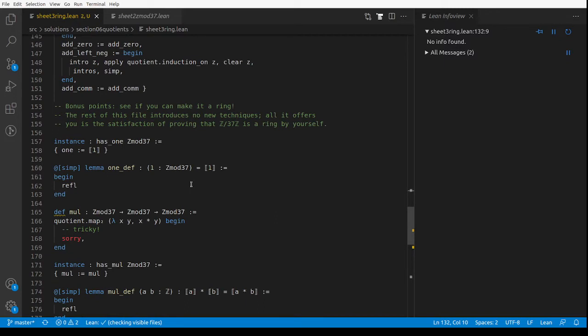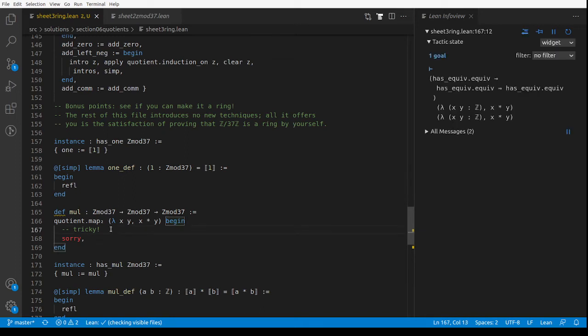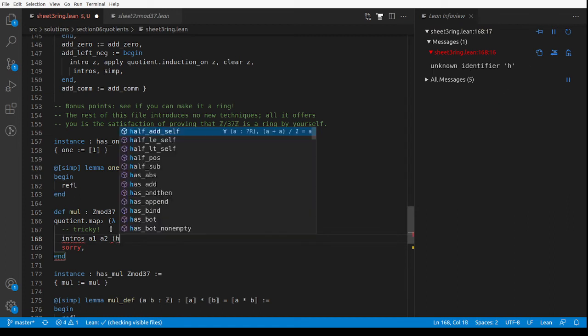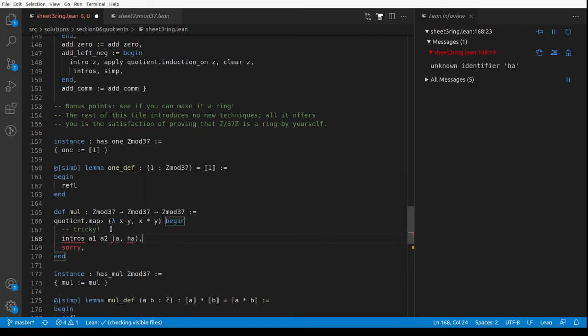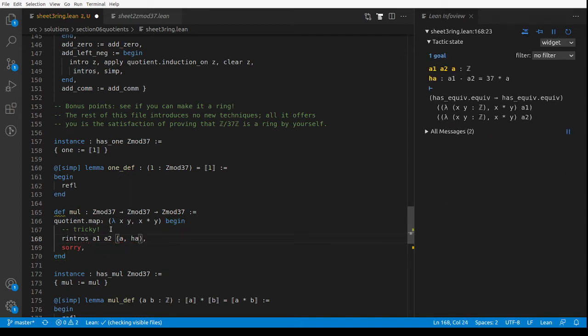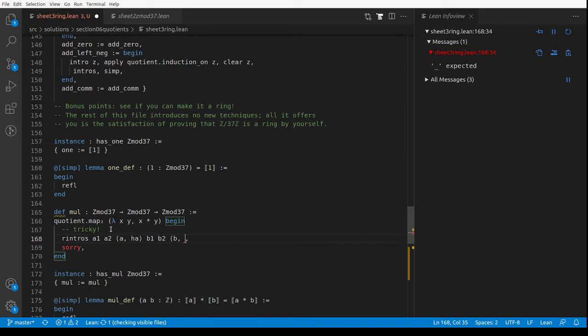Right, now multiplication. Let's zoom through this. So we've got to now prove that it's a ring, right? And what's the difference between a ring and a group? Well, a ring has a 1 and a multiplication. So 1 is obviously the equivalence class of 1. Multiplication is... Oh, apparently this is tricky. How are we going to do this? Well, this is all those intros, right? Intros, a1, a2, and then h_a. No, it's not intros, it's rintros. Rintros, and then b1, b2, h_b.